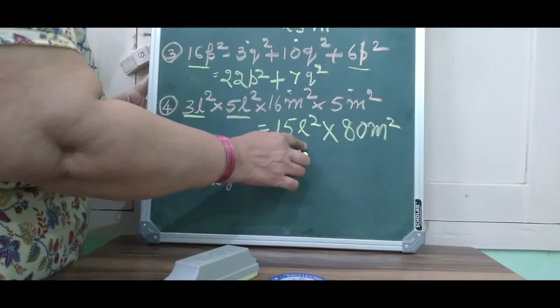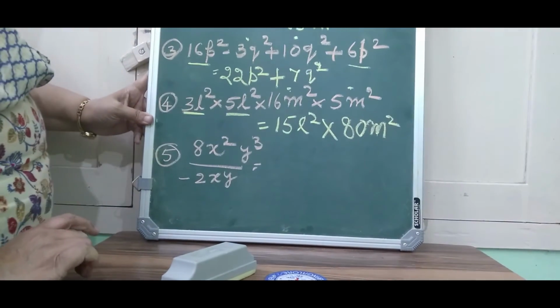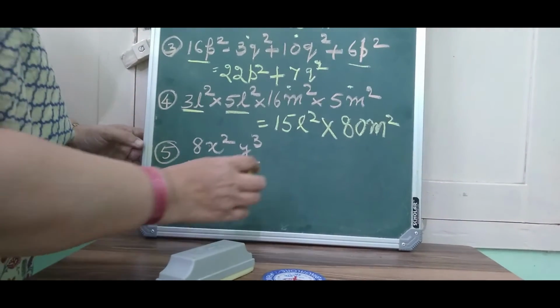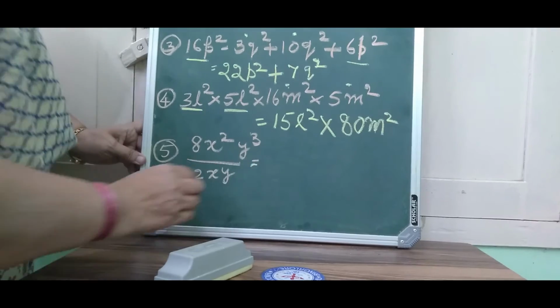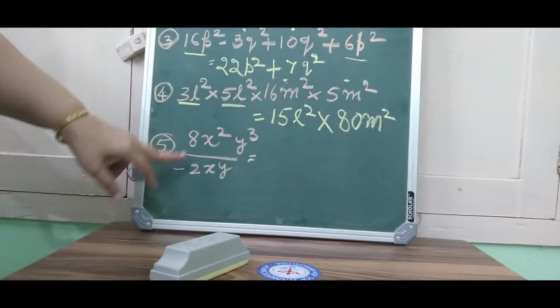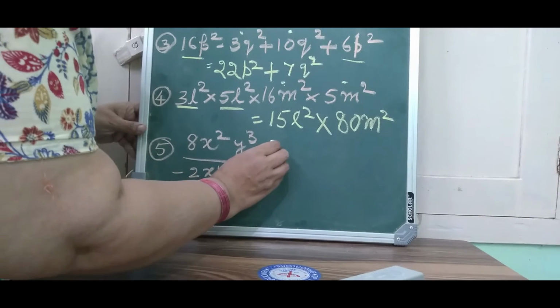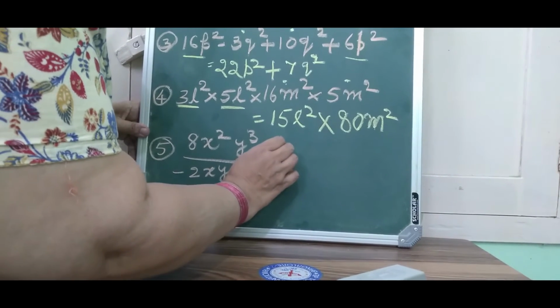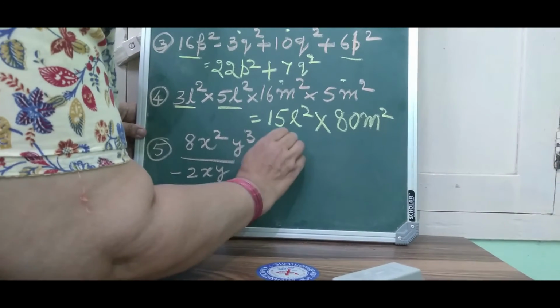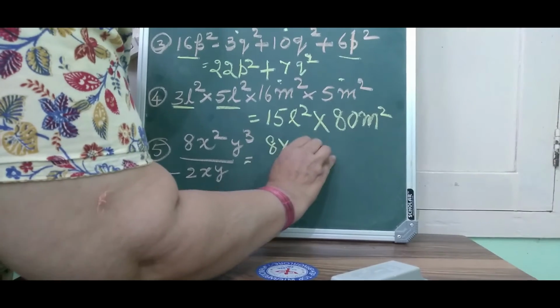So 15l square into 80m square will be the answer. Now let me consider this fifth example. Here also the division sign is there. So I told you in the algebraic divisions how to expand this. In a similar manner, let us expand this.